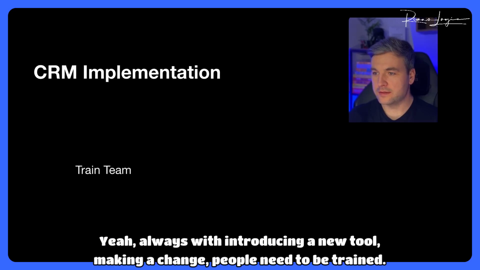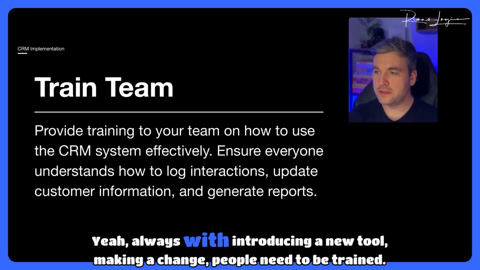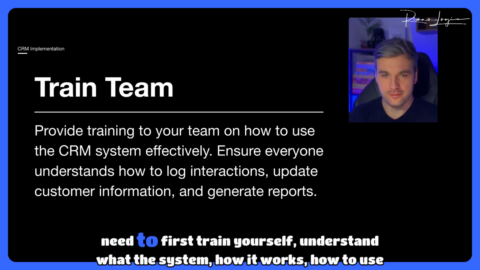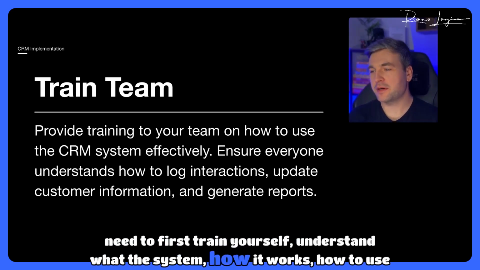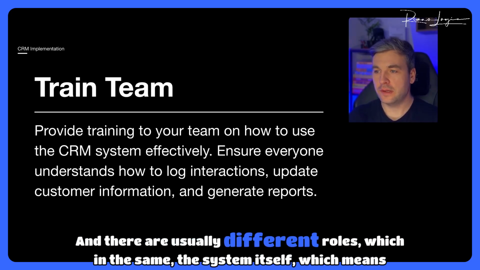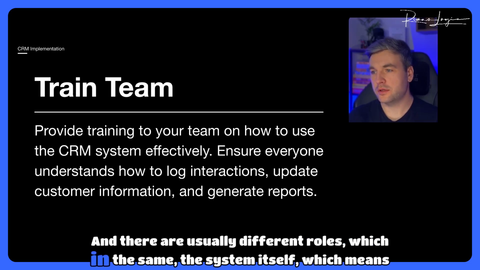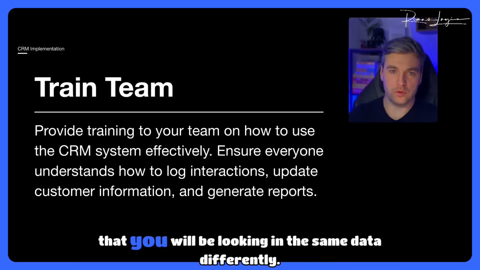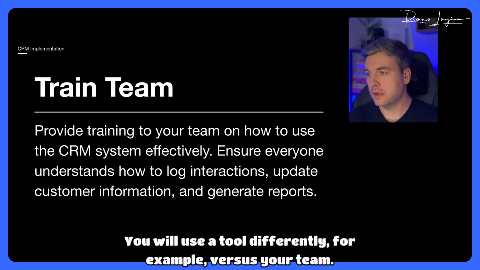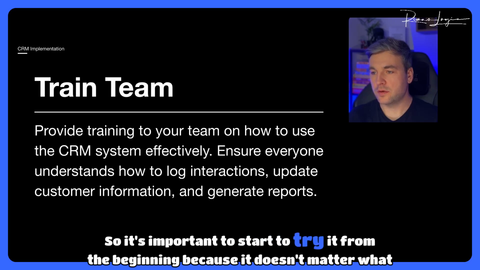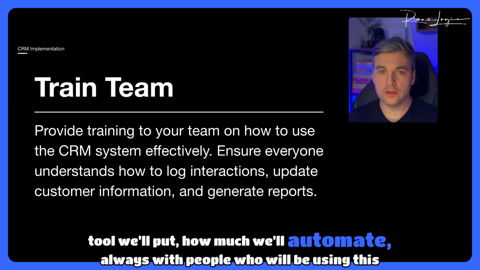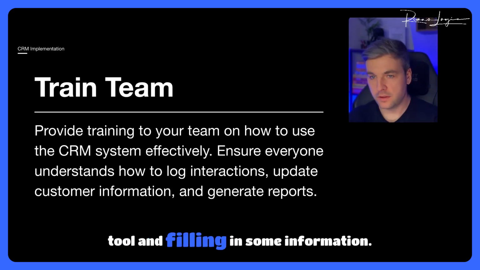Now, train the team. Always with introducing a new tool, making a change, people need to be trained. You need to first train yourself, understand how the system works, how to use it, and obviously you need to train the people who will use it. There are usually different roles in the system itself, which means you will be looking at the same data differently, and you will use the tool differently, for example, versus your team. So it's important to start right from the beginning, because it doesn't matter what tool we put in, how much we automate, there will always be people using this tool and filling in some information.